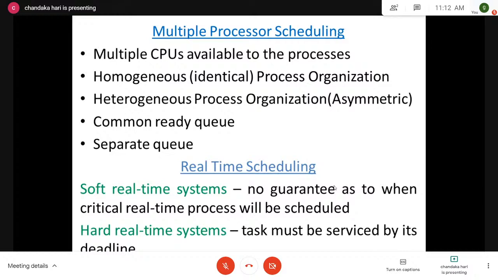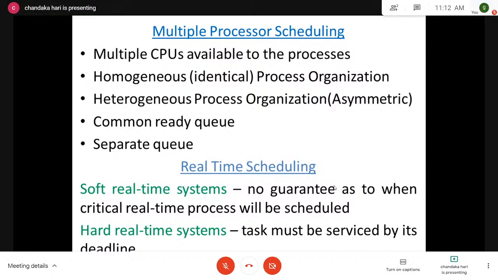That is for the first approach. Each processor maintains a separate queue. That implies in this approach, each processor is self-scheduling. Each processor examines the common self-scheduling algorithm, selects one process from its queue and executes it. The disadvantage of this one is that a CPU may be completely busy while another CPU sits idle.